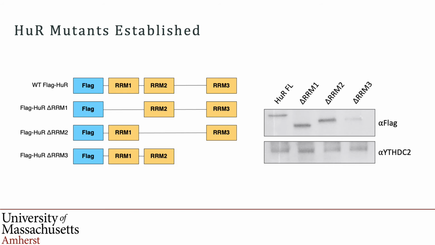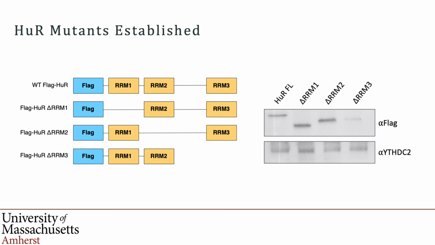As I described before, HuR is made up of 3 RRM domains. The first mutant represents the full-length HuR. Each mutant has different RRM domains deleted, and all the mutants are flag tagged, which will help us to track the mutants during experiments. The right image is a Western blot, and Western blotting is a way to look at protein levels in cells represented by little bands.